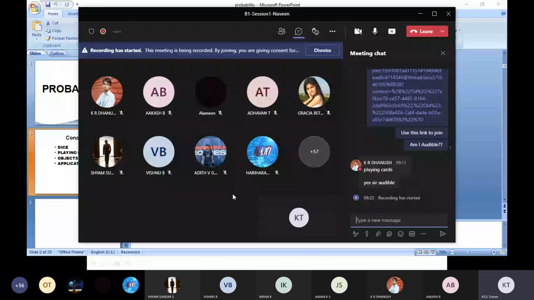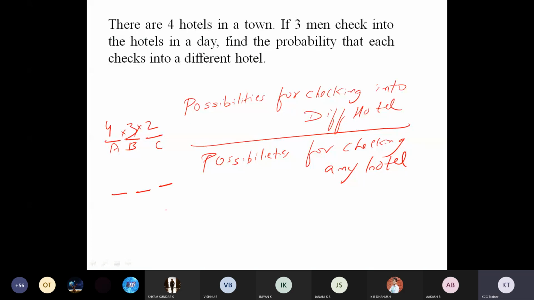So in the numerator, the possibilities for checking into different hotel is that. All the three people can select the same hotel also. So the first person also 4, second person also 4, third person also 4. So what will be the answer? 24 by 64, 3 by 8 is the probability.